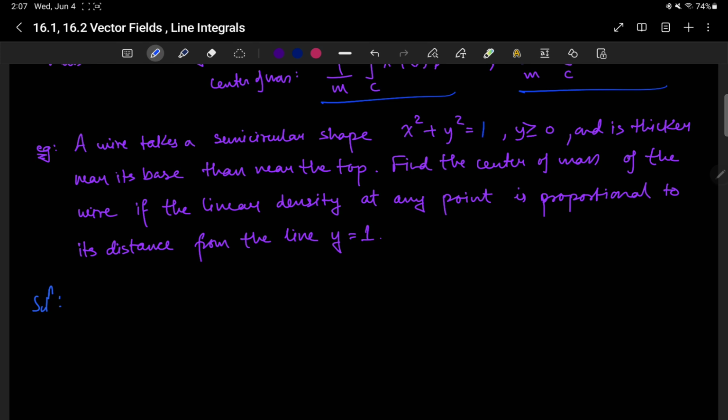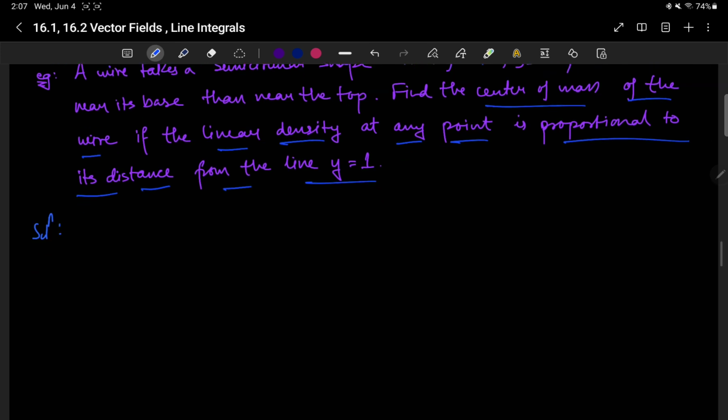So let's say a wire takes a semicircular shape of x squared plus y squared equals 1 and is thicker near the base than near the top. Find the center of mass of the wire if the linear density at any point is proportional to its distance from the line y equals 1.